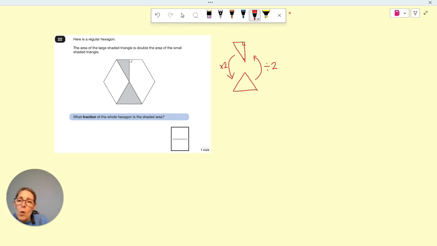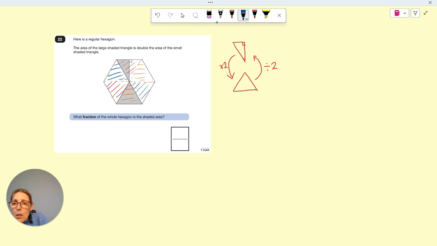What fraction of the whole hexagon is the shaded area? The first thing I'm going to do is sort of split it up into parts. All right. So we could say that's one part. No, that's not helpful, is it at all? That's another part. And that's another part. That's another one. And that's another one. And this is another one.